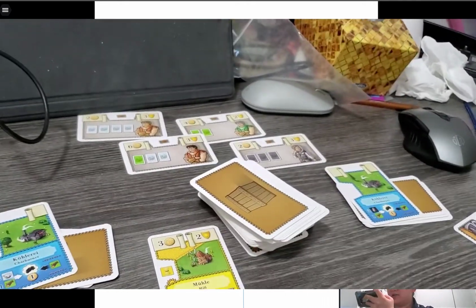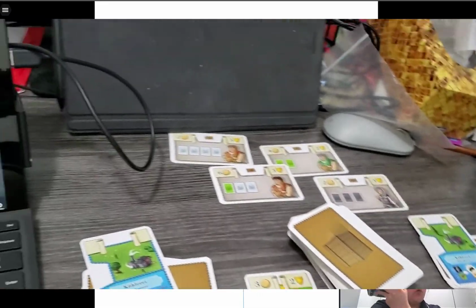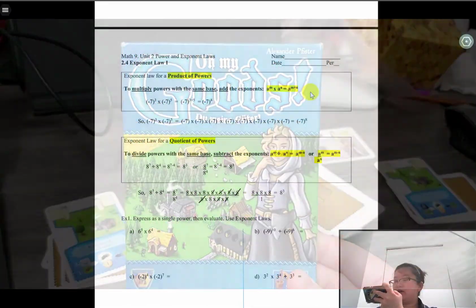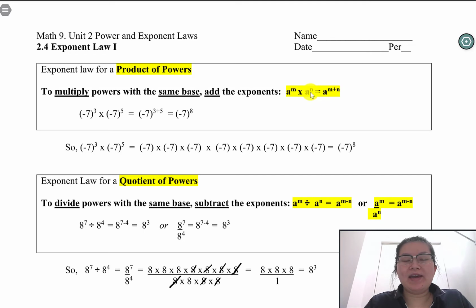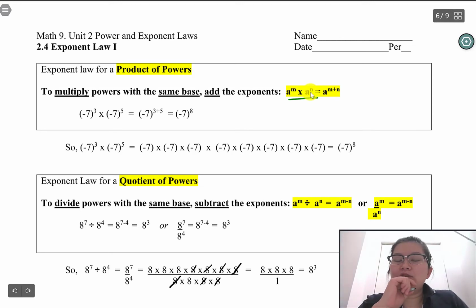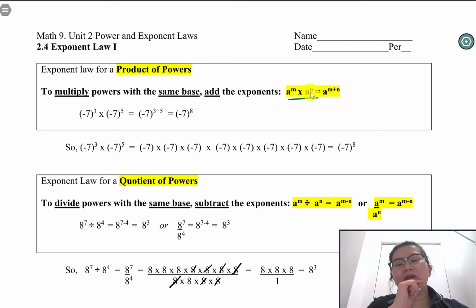Perfect! So I will clean this up later because I don't want to take up more time. Alright, so let's see what all of that has to do with exponent law number 1. So let's have a scenario here where we have 2 exponents or 2 powers that are multiplying one another. Okay, so specifically like that. How can we simplify it?